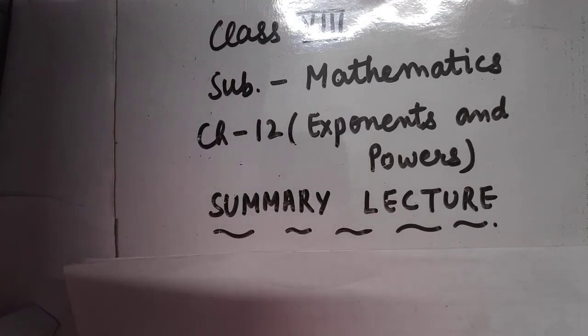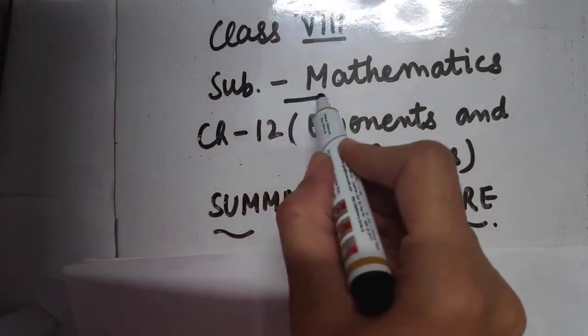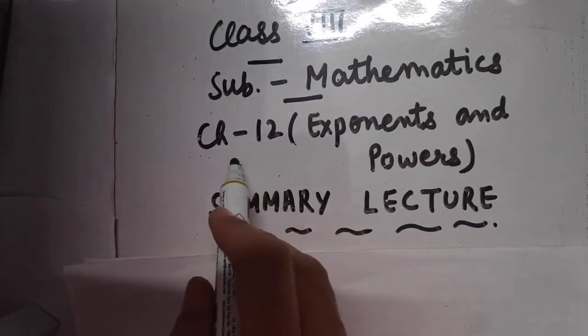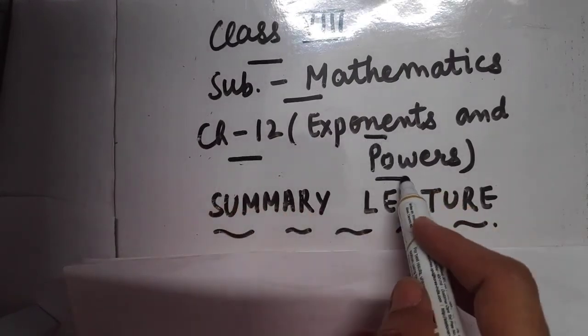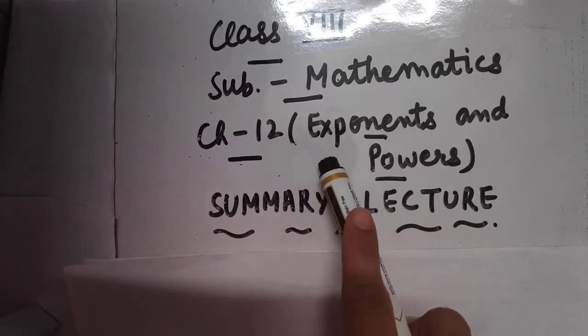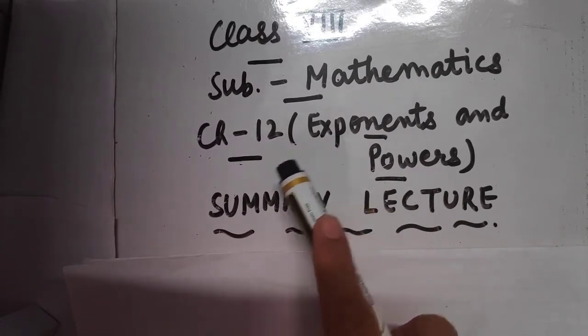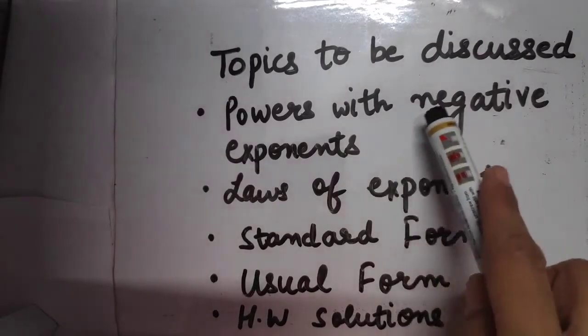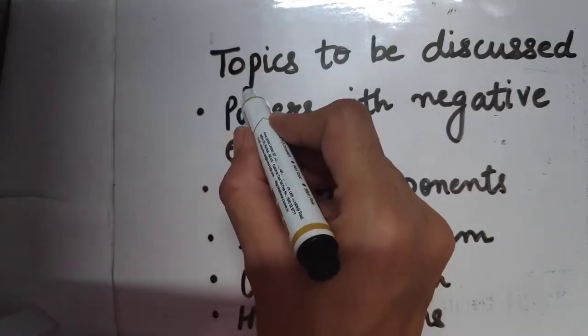Welcome to mathematics class of grade 8, and this is the summary lecture of chapter number 12, exponents and powers. Dear children, in this summary lecture we will recall all the concepts of this chapter 12, exponents and powers, to have a better understanding of all the topics of this chapter. So let us see now the topics to be discussed. These are the topics to be discussed in this summary lecture.